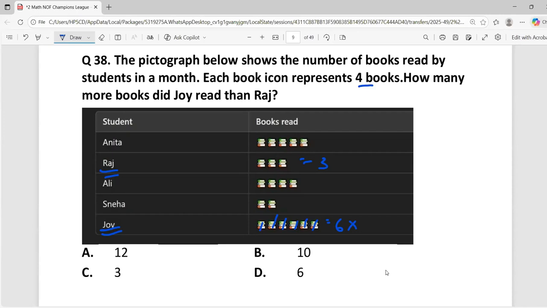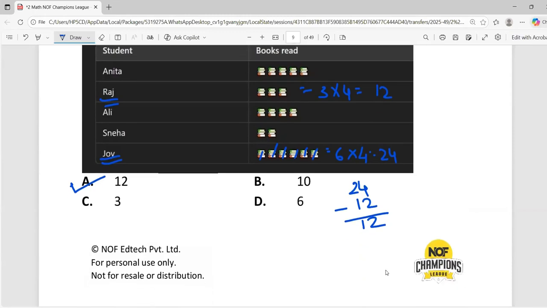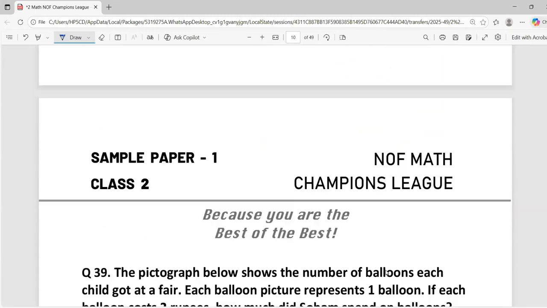Each book icon represents 4 books. So here it is 4 and here it is 4 also. So 4 threes are 12 and 6 fours are 24. So now 24, we have to find the difference between the both. So 24 minus 12, so it is 12. And so how many books? Where is the answer 12? Option A. Option A is the correct one for 38th question, like 12 books is the difference between both of them.